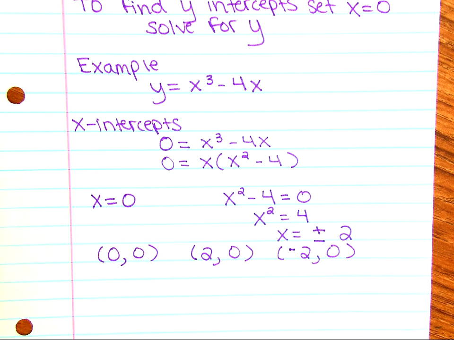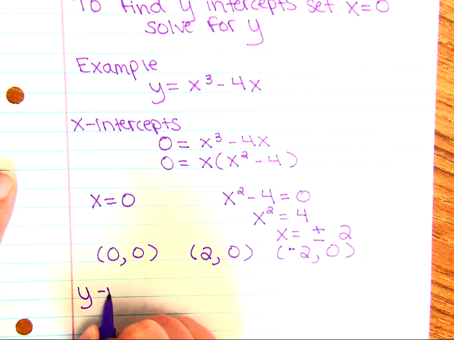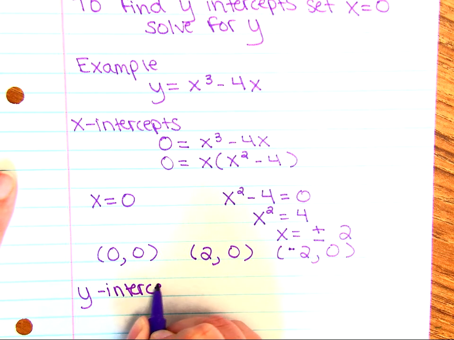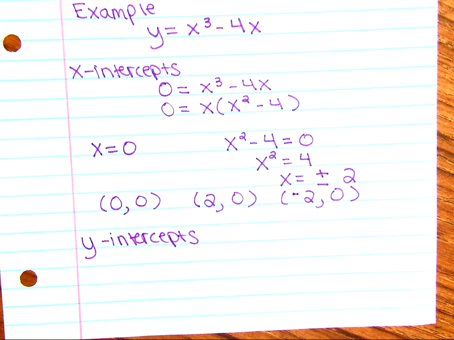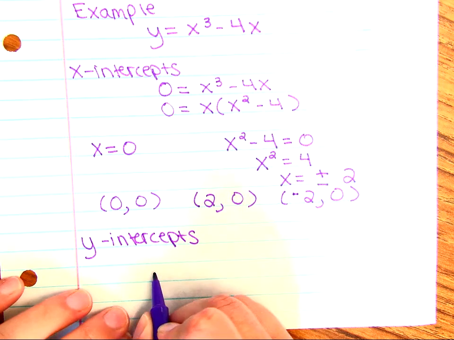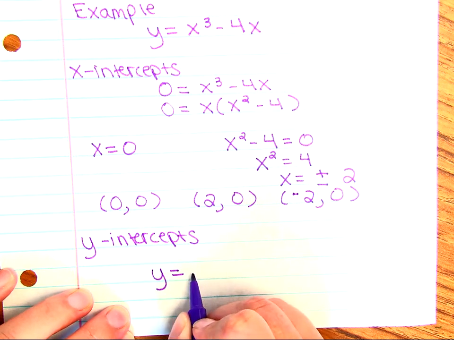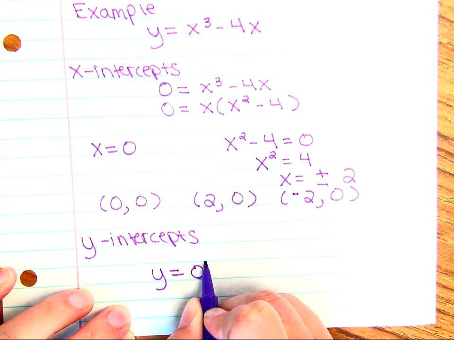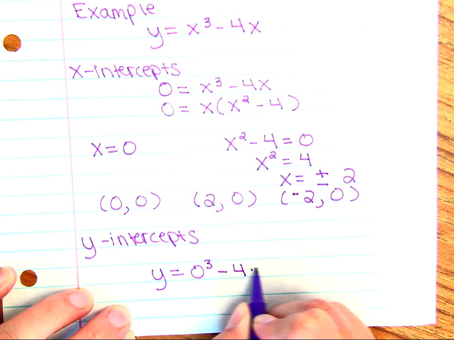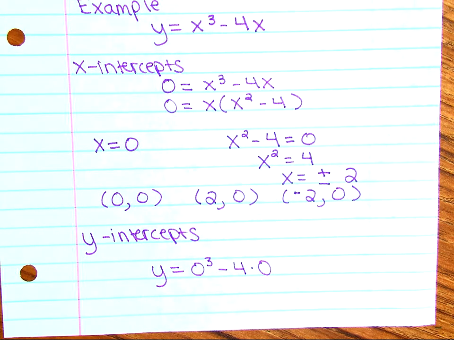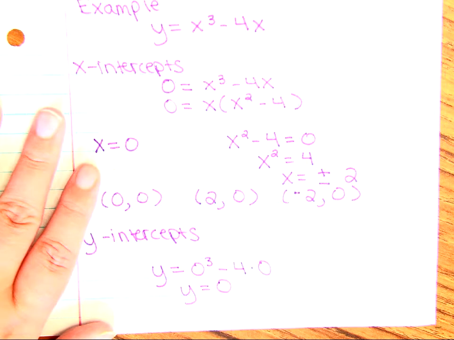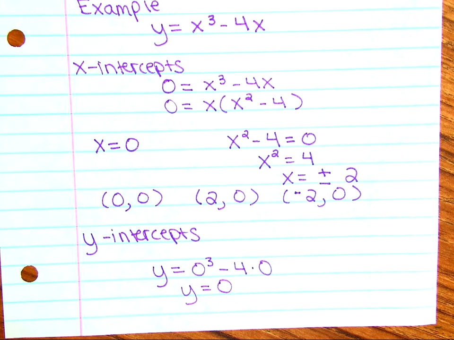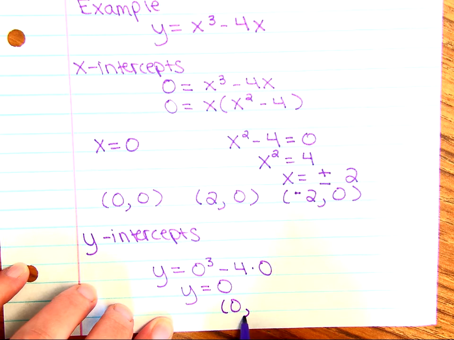All right, let's find the y-intercepts. Again, if you haven't paused, pause now and see if you can figure out the y-intercepts. To find the y-intercepts, I set x equal to 0 and solve. And a lot of people find this one is sometimes easier. So 0 cubed minus 4 times 0. y is equal to 0. So my y-intercept is (0, 0).